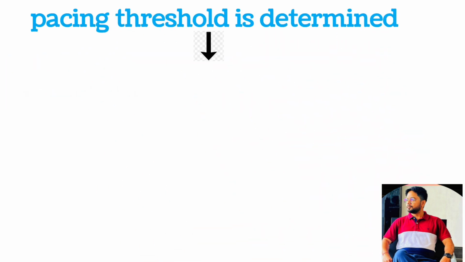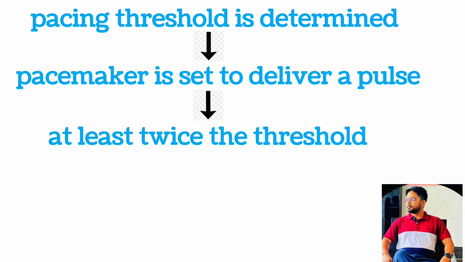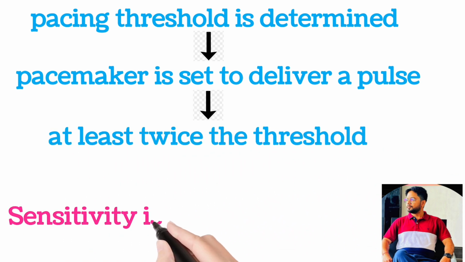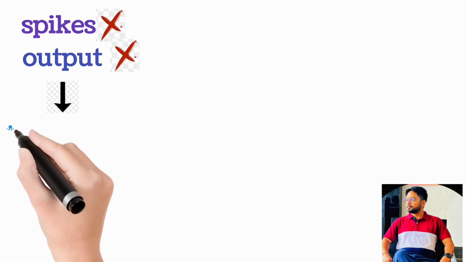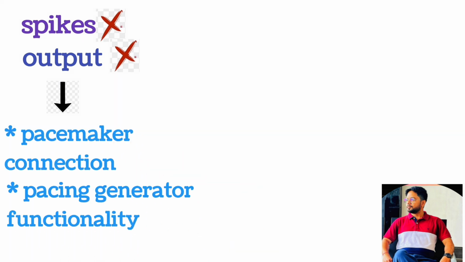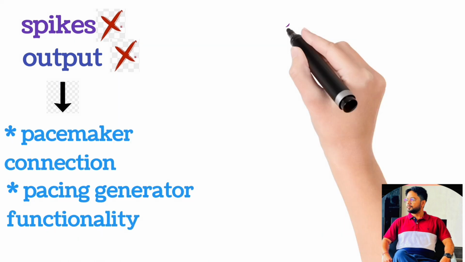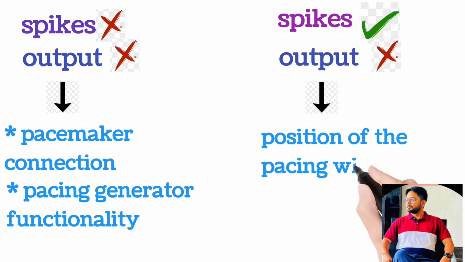Once the pacing threshold is determined, the pacemaker is set to deliver a pulse of at least twice the threshold. Normally, sensitivity is set to 1 to 2 mV. If neither spikes nor output is seen, then check the pacemaker connection along with normal functionality of the pacing generator. If spikes are seen without any output, then check the position of the pacing wire and reposition it if necessary.